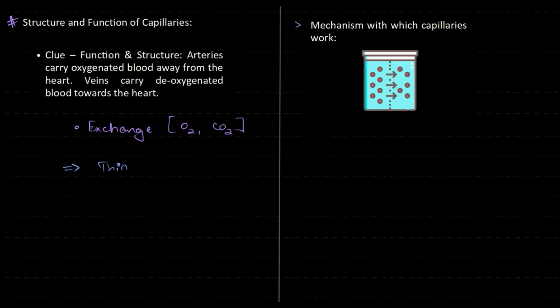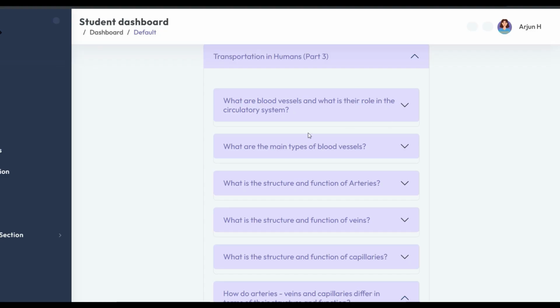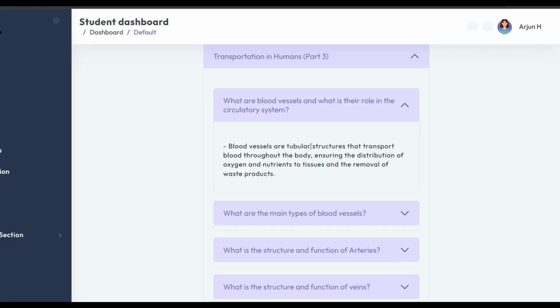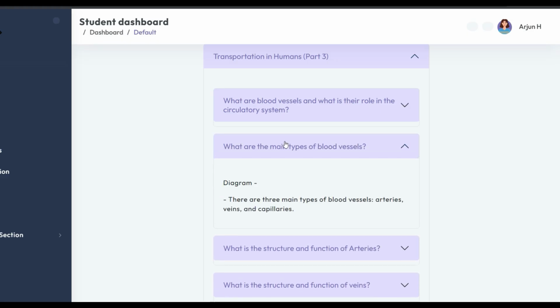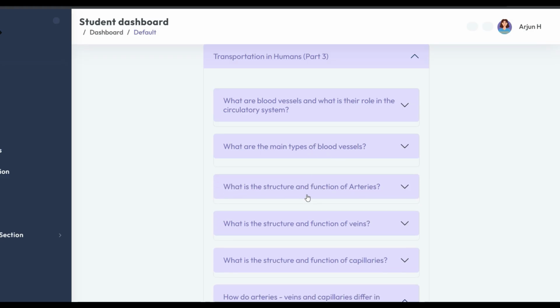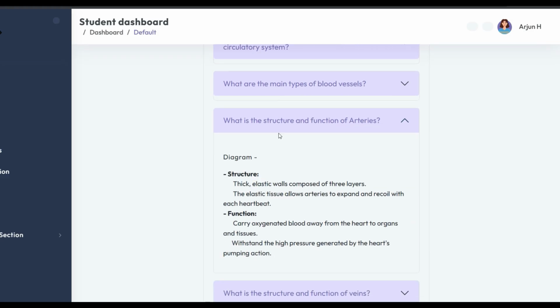Okay, yes. Now let's look at the notes. What are blood vessels and what are their roles? So blood vessels are tubular structures that transport blood throughout the body, ensuring distribution of oxygen and nutrients to the tissue and removal of the waste. What are the main types of blood vessels? So you have artery, veins, and capillary.